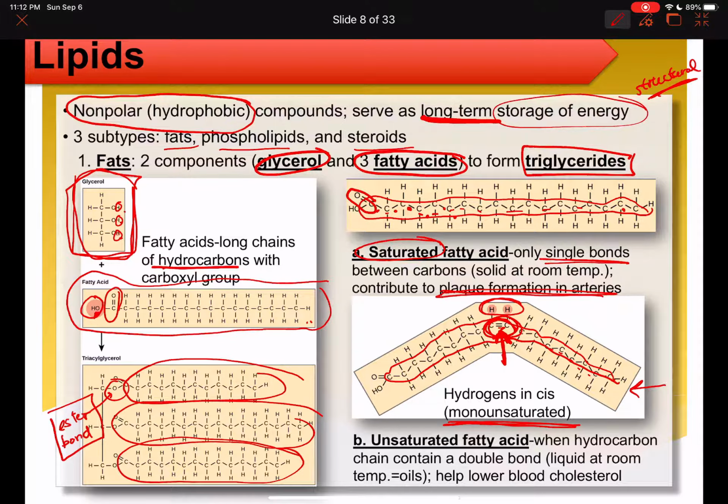bend in the molecule. So the hydrogen is on one side, and these two bulky groups of hydrocarbons are also on the same side, because we need to make room for these bigger bulky groups. That's why this molecule ends up with a little bend like this that creates a kink in the molecule that allows it to be liquid even at room temperature.